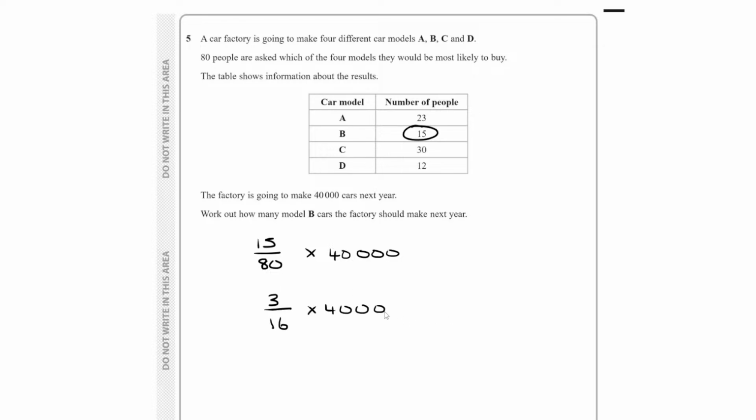So what I actually need to do is divide by 16, which still doesn't seem that great, but anyway, and then times by 3 at the end. So I'm probably going to use bus stop here. You put your 40,000 inside, and then whatever you're dividing by goes on the outside.